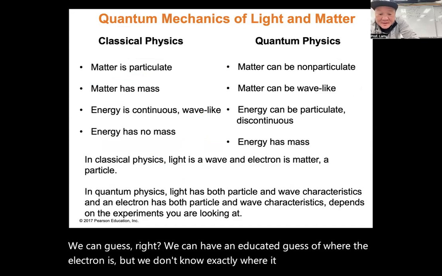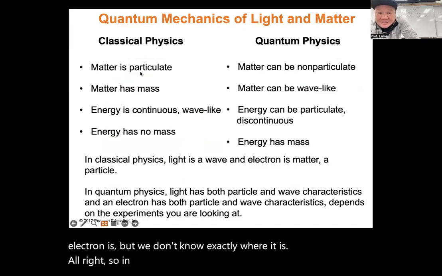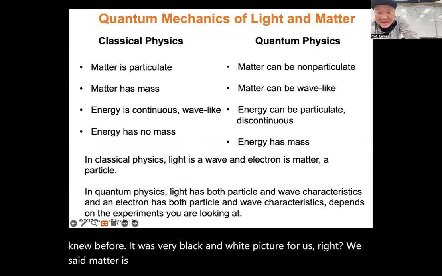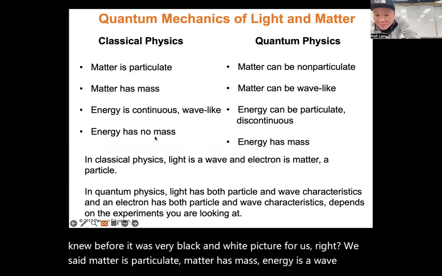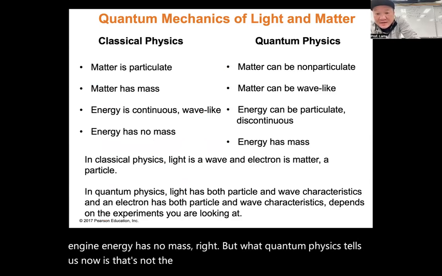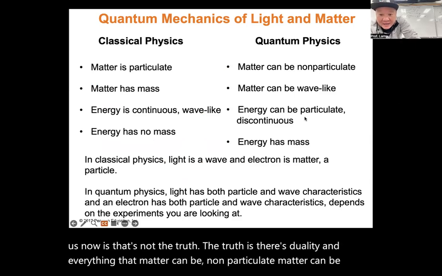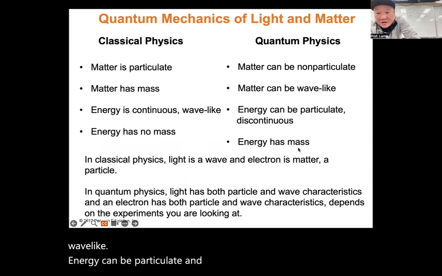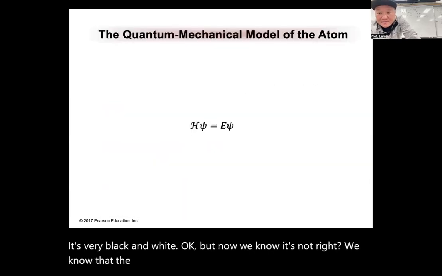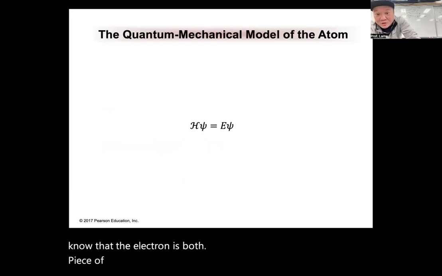All right, so in summary, classical physics, this is what we knew before. It was a very black and white picture for us. We said matter is particulate, matter has mass, energy is a wave, and energy has no mass. But what quantum physics tells us now is that's not the truth. The truth is there's duality in everything: matter can be non-particulate, matter can be wave-like, energy can be particulate and discontinuous, and energy also has mass. So in classical physics, light is a wave and an electron is matter. It's very black and white. But now we know it's not. We know that the electron is both a piece of matter and can also be considered a wave at the same time.